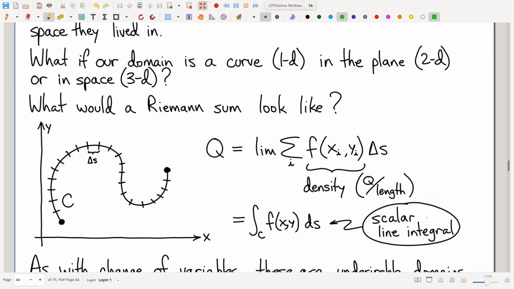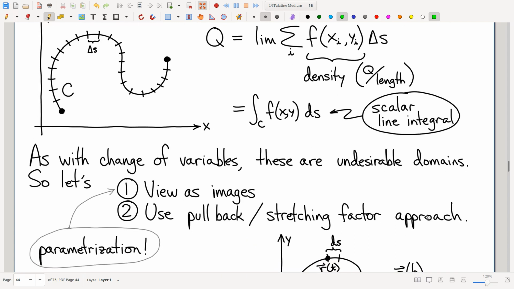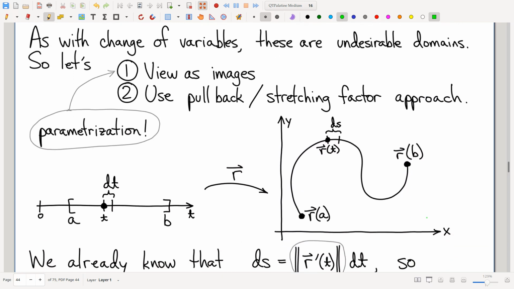Okay, scalar line integral. How on earth are we going to compute this thing? I'm doing some sort of an accumulation on a domain like this. It's what I'm going to call an undesirable domain. It's undesirable because I don't know how to compute this thing. It is the domain's fault. We've not seen domains like this before. So, undesirable.